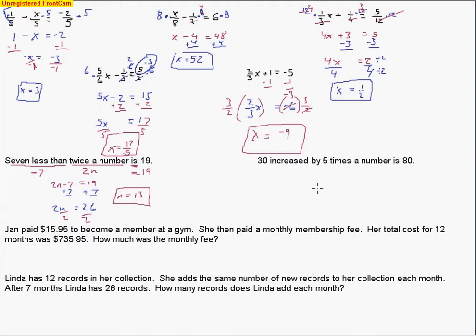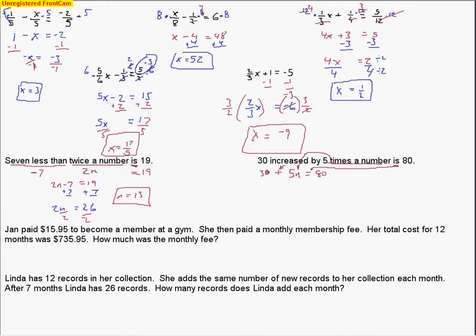Look at our next one. It says 30 increased by 5 times a number. So increased means we're going to add something to 30. 30 is the starting number. We're increasing it by 5 times a number, like n. And it is 80. So is goes with the equal sign right there. Increased is the addition sign. 5 times a number, this part right here, is right there, 5n.